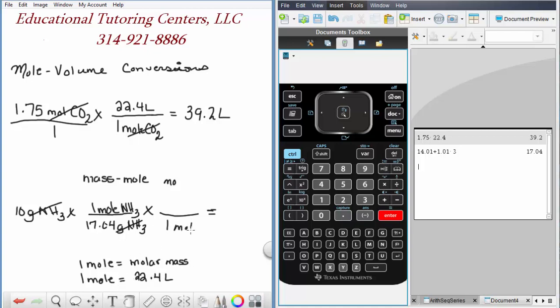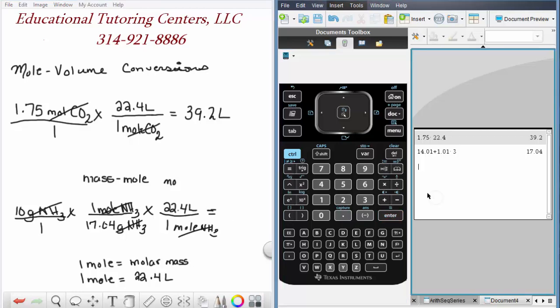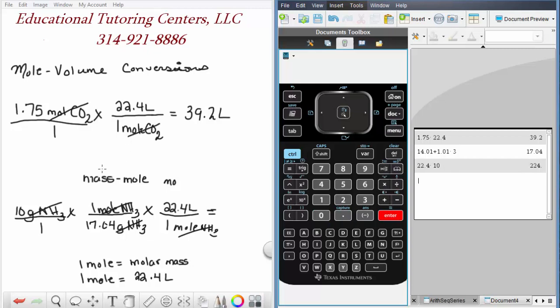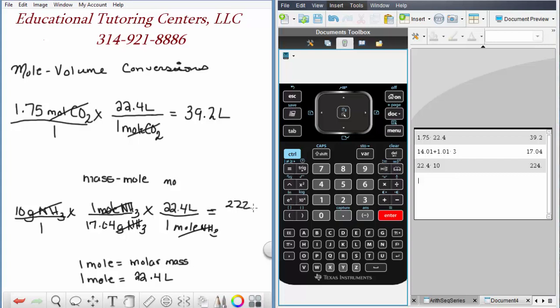So 1 mole of ammonia to 22.4 liters, and moles cancel here with the moles and leaves only liters. So in the numerator, we see we have 10 times 22.4. So let's come here and do that. 22.4 times 10. And if you want to do the calculations in your head, you can. It's a multiple of 10, so you would just be moving that decimal one place to the right. That's 224. The unit is liters remaining in the numerator.